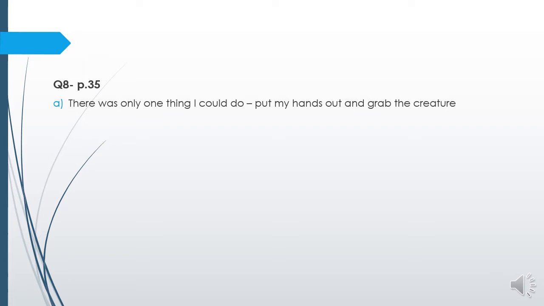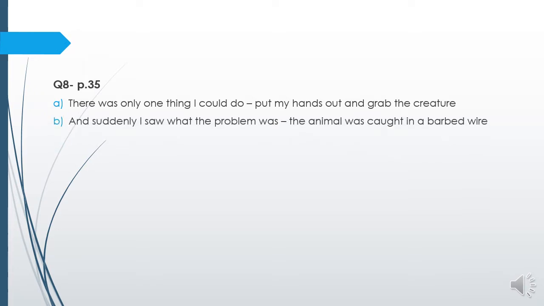C: "And suddenly I saw what the problem was, the animal was caught in barbed wire." This one should be replaced with a dash because the extra information is that the animal was caught in barbed wire.